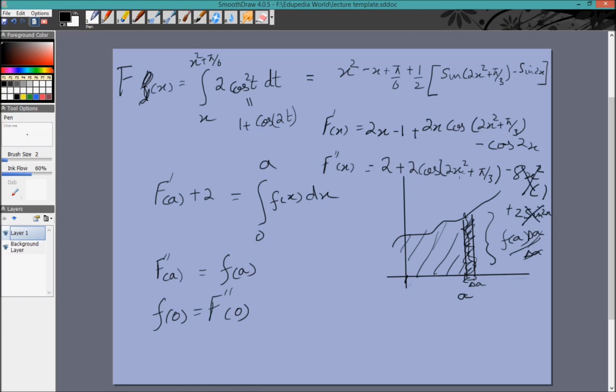If x is 0, then cos of pi by 3 is 1 by 2. 1 by 2 into 2 is 1. 2 plus 1 is 3. So my final answer in this case is 3. Small f double dash of 0 is equal to 3.